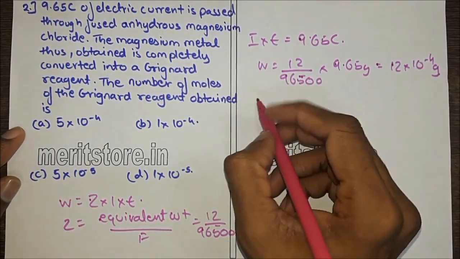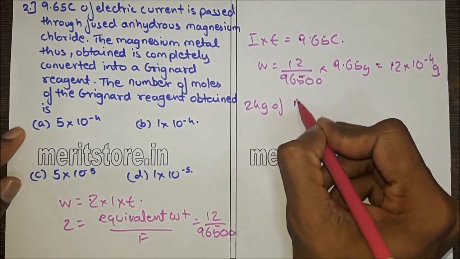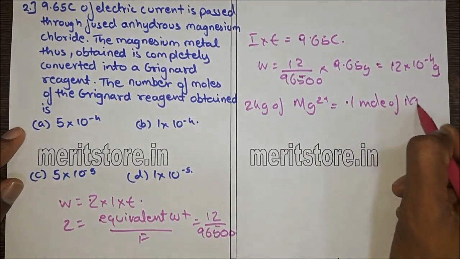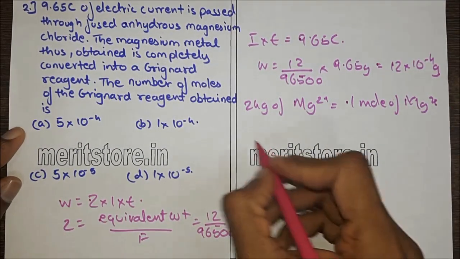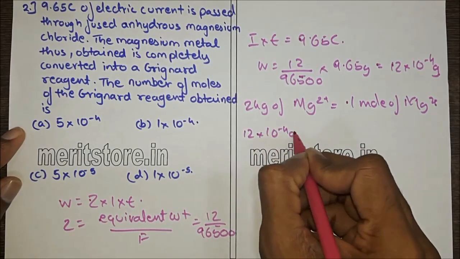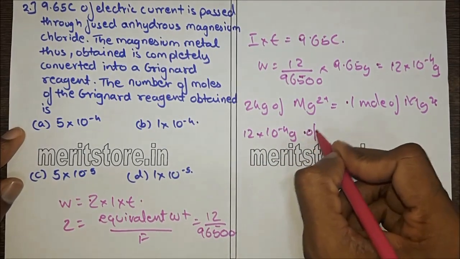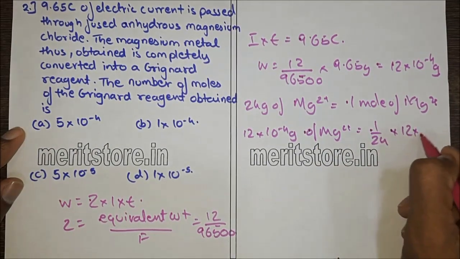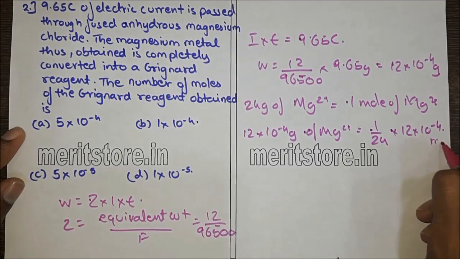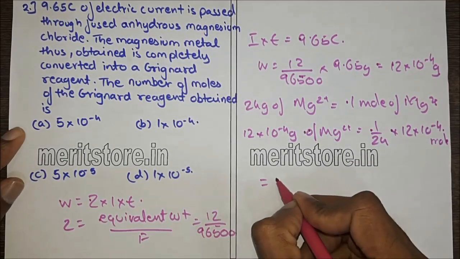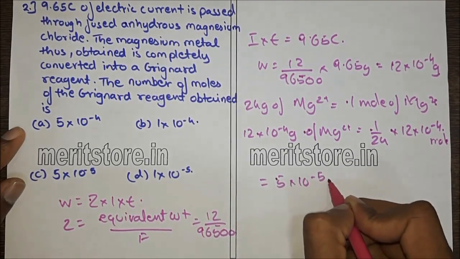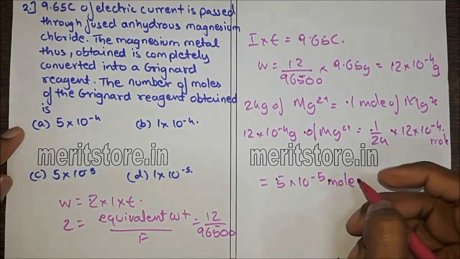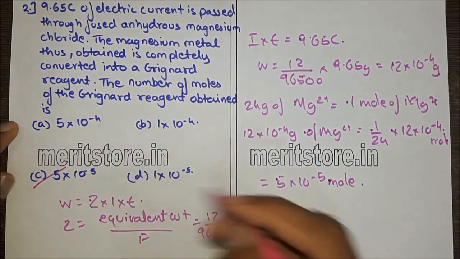So we have 24 gram of magnesium, which is equal to 1 mole of magnesium. Therefore 12 into 10 raised to minus 4 gram of magnesium is equal to 1 by 24 into 12 into 10 raised to minus 4 mole, which we solve further to get 5 into 10 raised to minus 5 mole. The answer matches option C. Therefore option C is the correct answer.